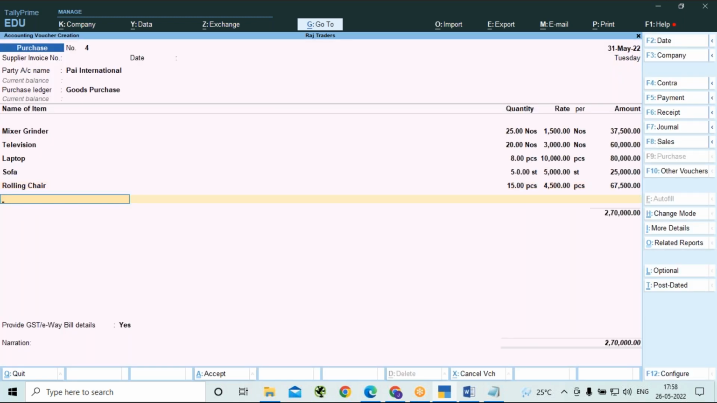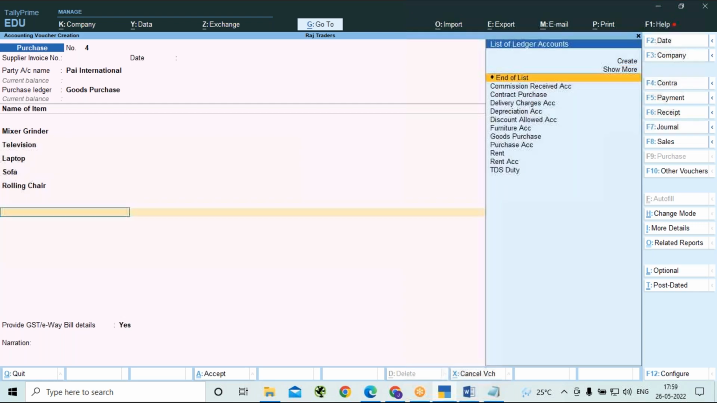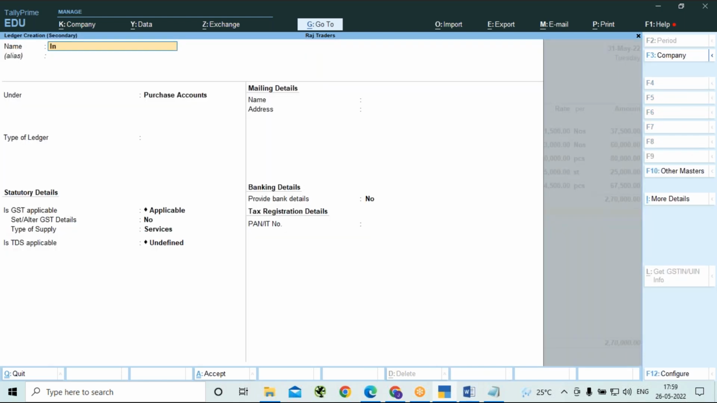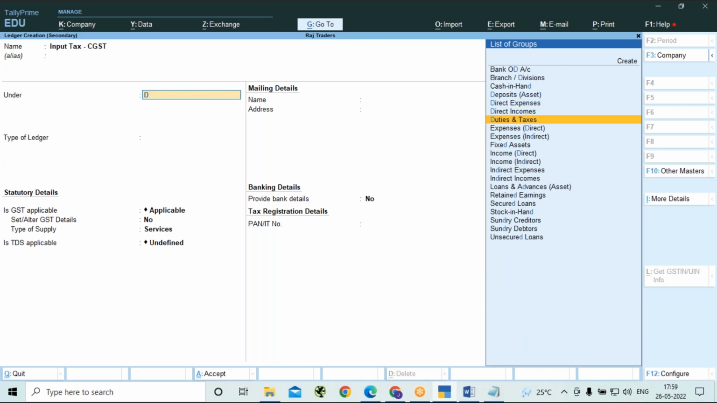Okay, so enter. In case you don't have any stock item to select, select end of list, and next you are supposed to calculate the GST. When I'm doing the purchase entry, I have to calculate the GST with the ledger called input tax CGST. Input tax CGST will be created under duties and taxes.